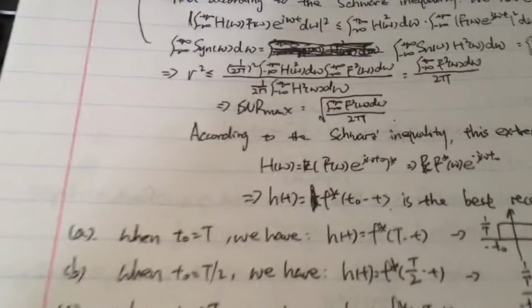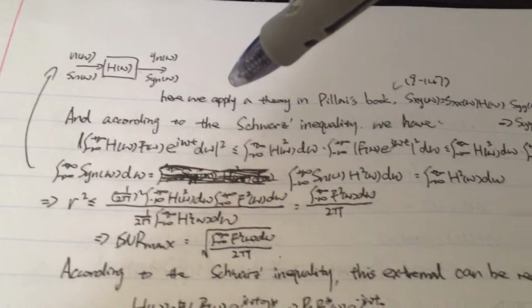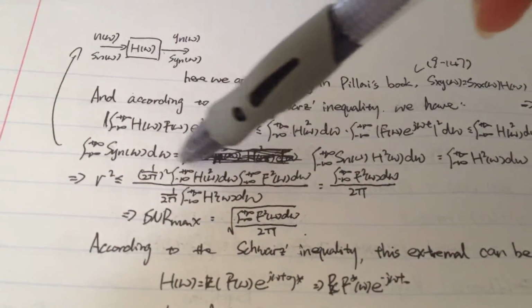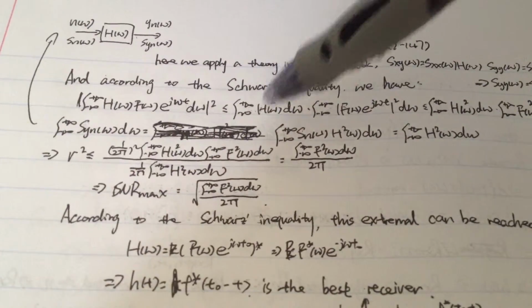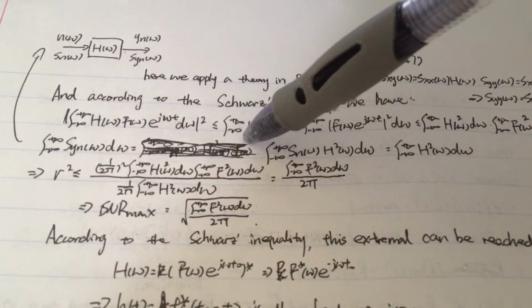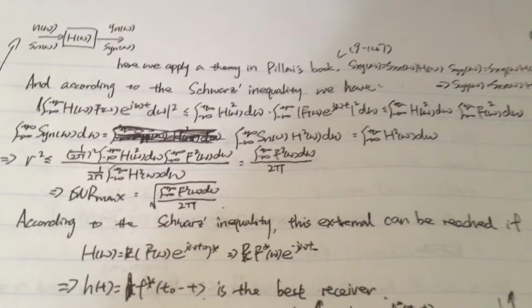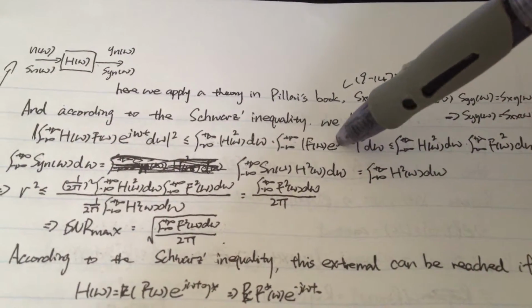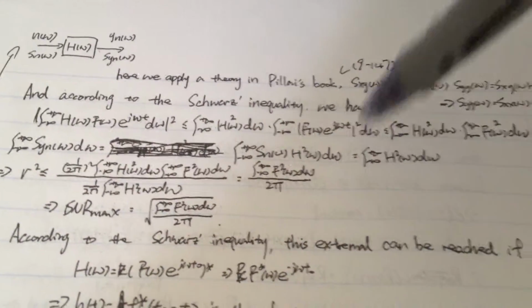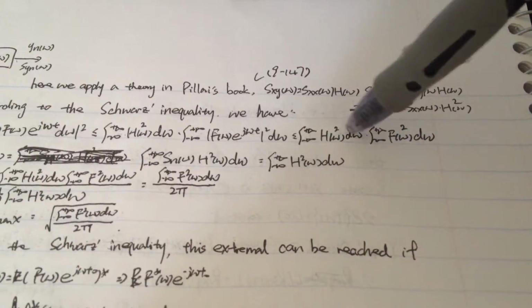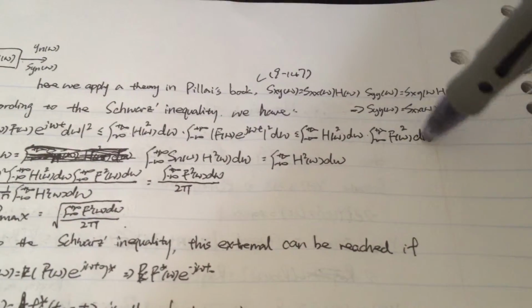And here we should use the Schwarz inequality, and we know that this one is less than or equal to the product of these two parts. And because this part is always less than or equal to 1, we can see that this part is less than or equal to the product of these two parts.